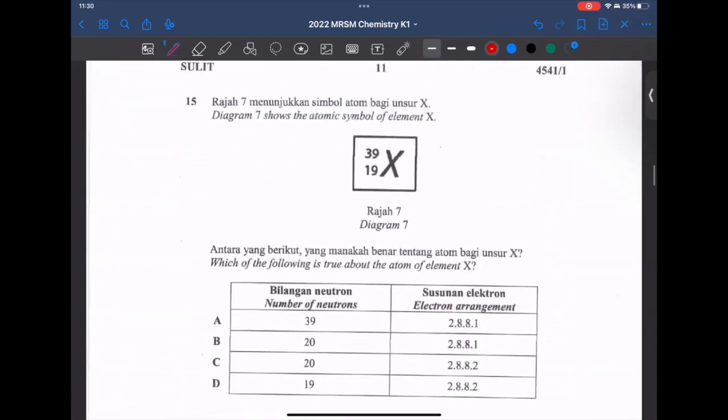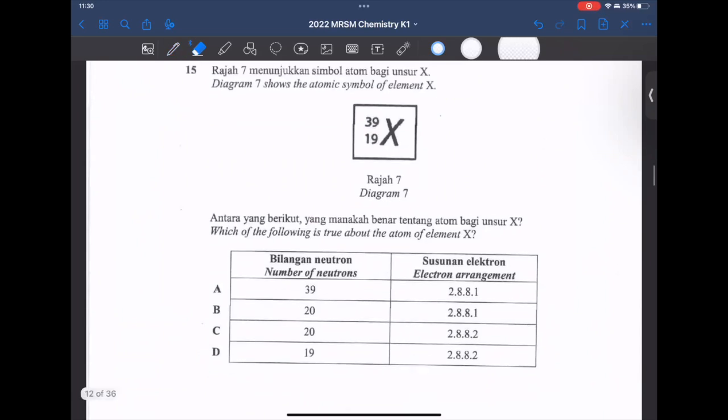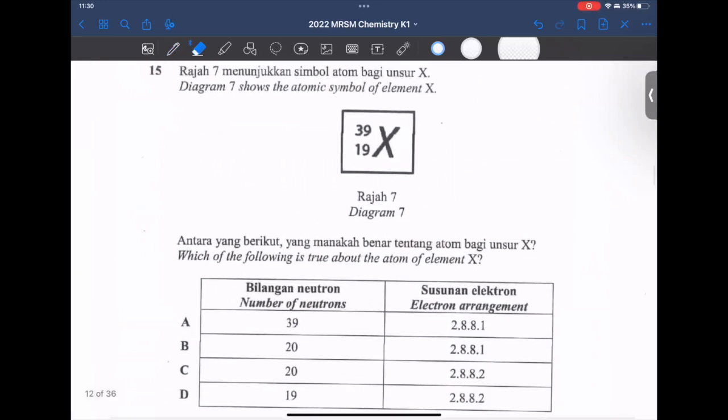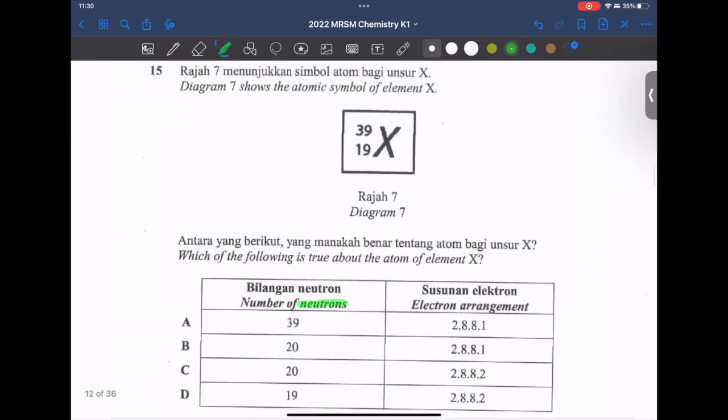15. The next one shows the atomic symbol of element X. So this is 39 over 19. The top one is actually the nucleon number. The bottom one is the proton number. So which of the following is true about an atom of element X? It's asking you for the number of neutrons and the electron arrangement. So the number of neutrons is 39 minus 19, because this is actually the nucleon number. So the nucleon number minus the proton number will give you the neutron number. So 39 minus 19 is 20.